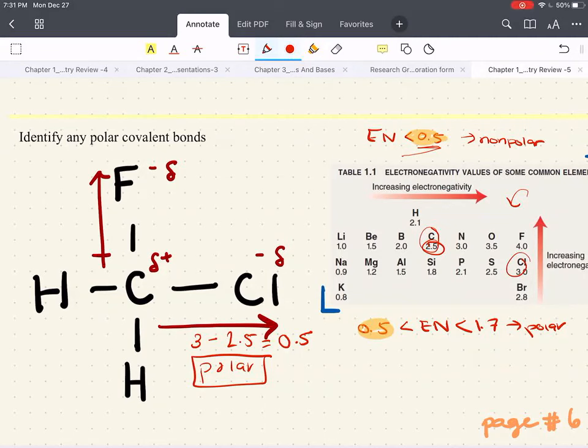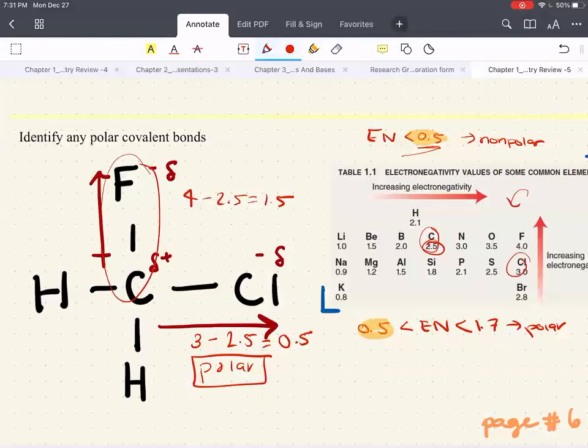And the reason why I want to do this example is to state that a carbon-chlorine bond is in fact a polar covalent bond. Now let's do carbon and fluorine. Fluorine is 4 and carbon is 2.5. The difference between them is 1.5, very clearly a polar covalent bond as well. So we've identified 2 polar covalent bonds so far.